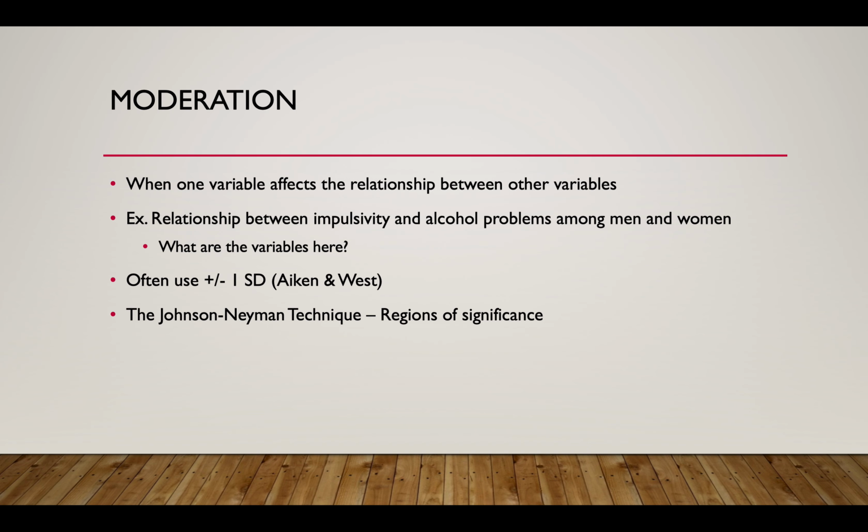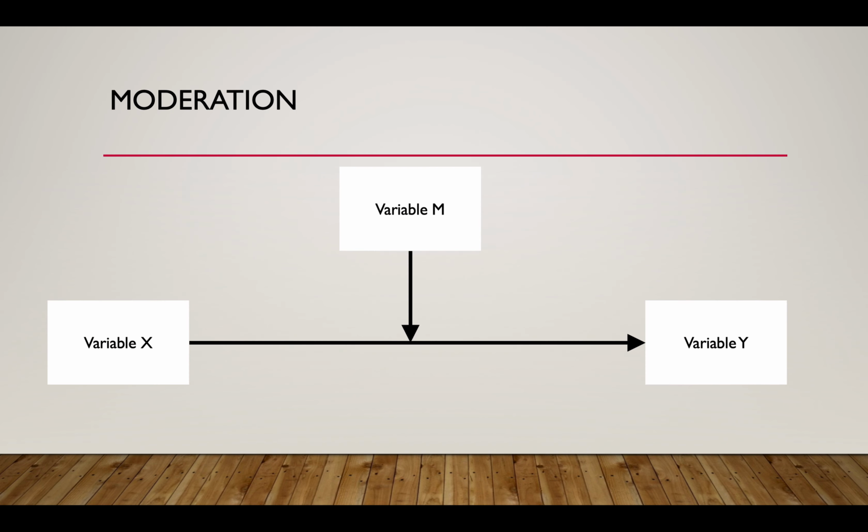And of course, the way that we calculate a moderated effect is just a multiplicative term, right? We multiply X times M. And so here is the basic schematic of what we're talking about. You can see that this looks like a structural equation model or a path model.